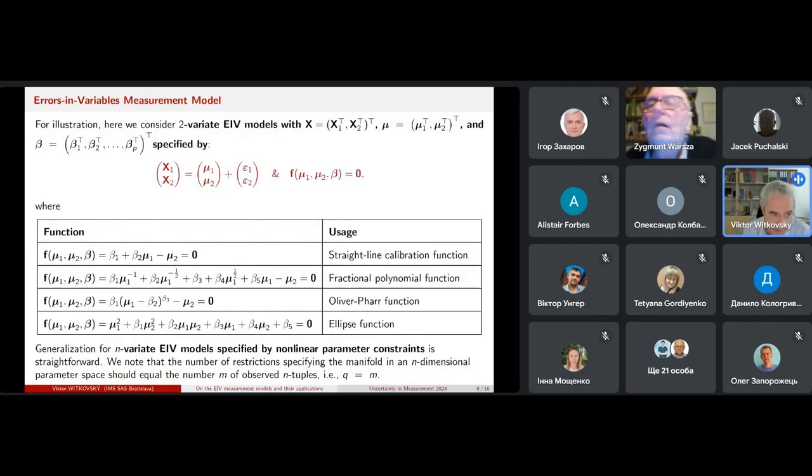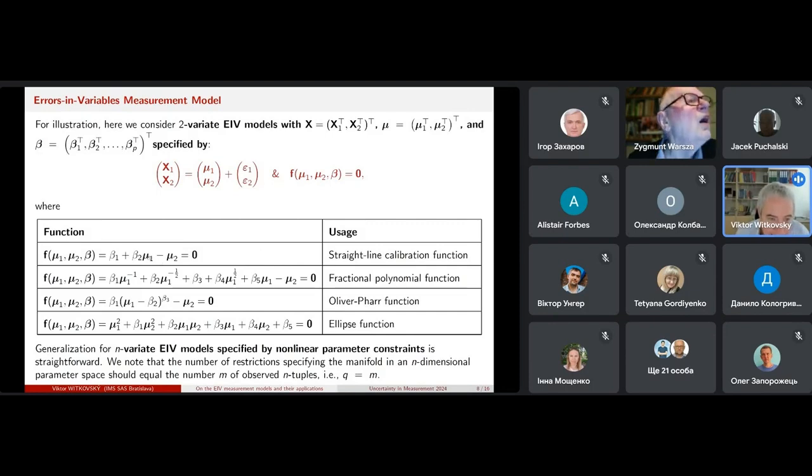For instance, let us assume that for a given illustration, we consider the so-called two-variate errors-in-variables model, where we construct measurement vectors of x's and, say, y's, but I am denoting them x1 and x2 with true values mu1 and mu2. Those are vectors, and those vectors are interconnected by a function f. A very simple example of such a model is a straight line calibration function.